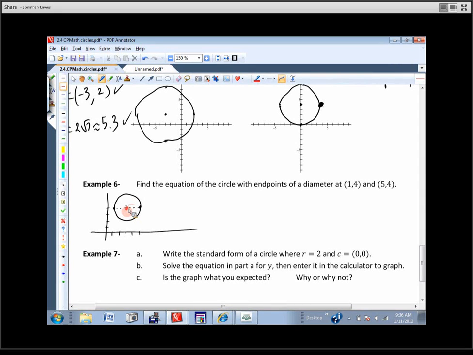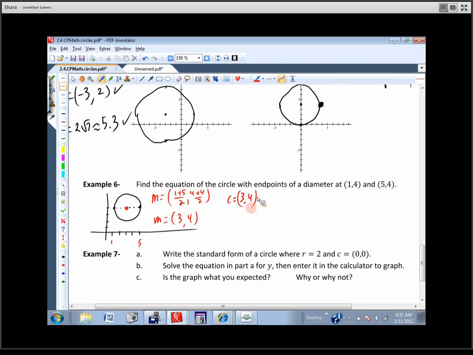Now on this one you can actually eyeball it. Okay, and you can say, well gosh, if this is 1 and this is 5, the middle ought to be 3. Okay, and since they're both 4, it's got to be on that horizontal line of 4. But let me just show you this. The midpoint would be, add the 2 of these together. 1 plus 5 divided by 2. 4 plus 4 divided by 2. So that's 6 divided by 2, that's 3. 8 divided by 2, that's going to be 4. So 3, 4. So the center is 3, 4.